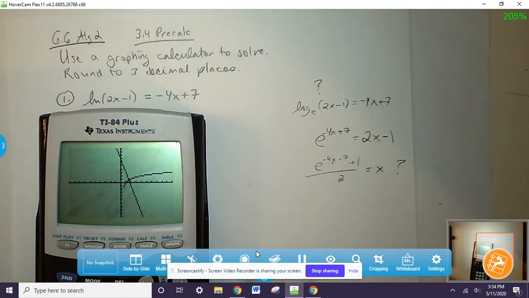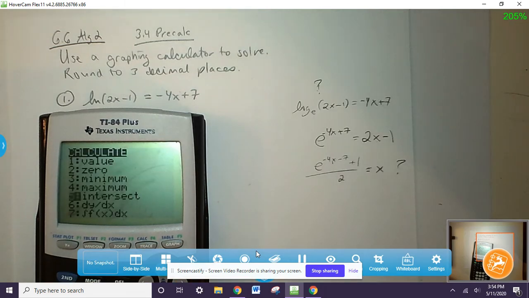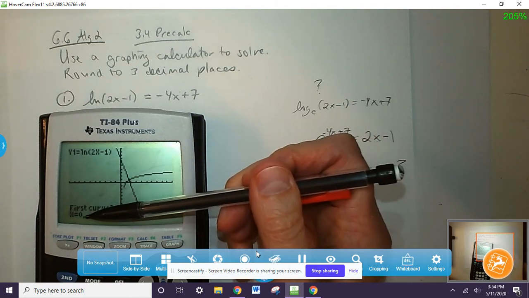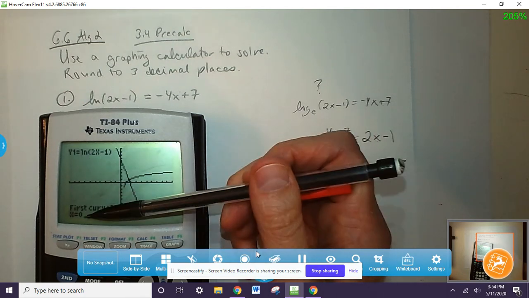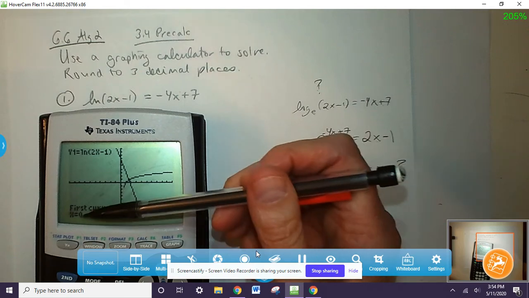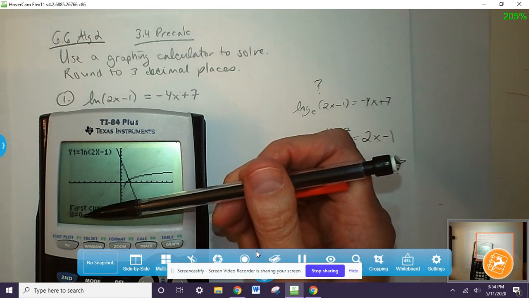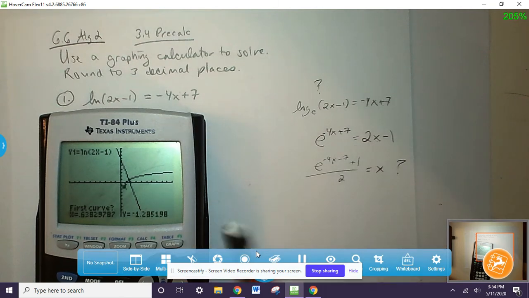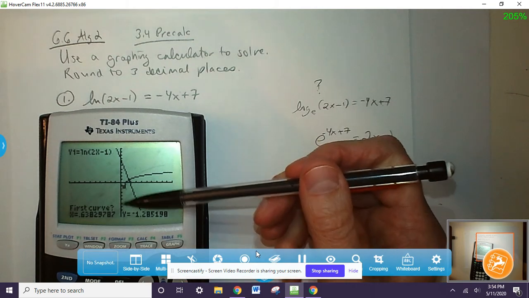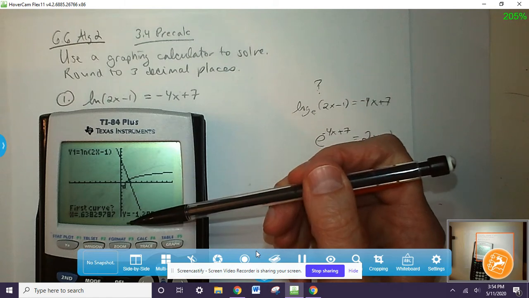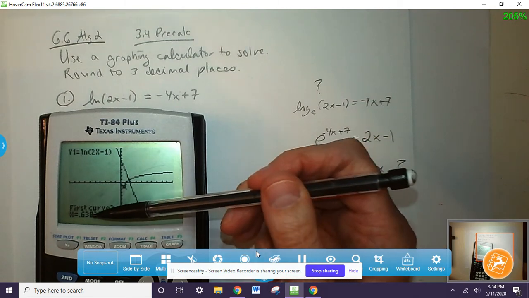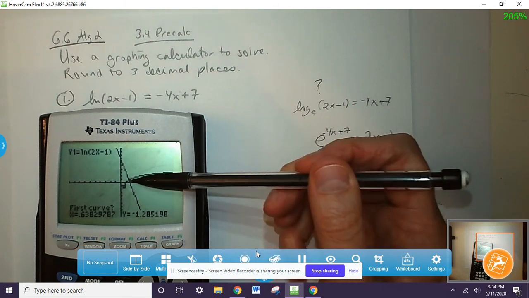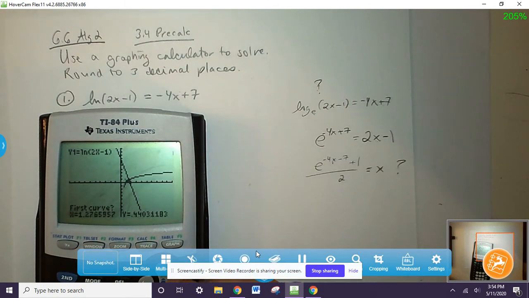So if we do second trace intersect, the calculator will put us on the log graph. See, it says first curve, y1. And you can't see the cursor right now because it's put us on the y-axis because it says x equals 0. So just go a little bit to the right, because that's the area where the graphing calculator has trouble because of the asymptote. Once you get a little bit further to the right, you actually are on your log graph. Go as close as you can to the point of intersection and hit enter.